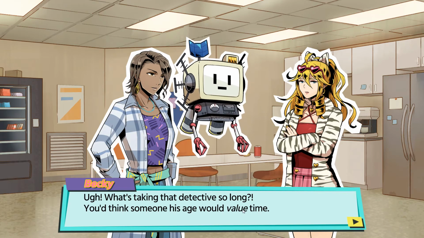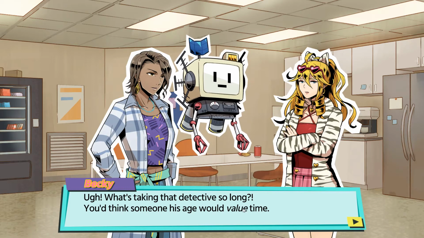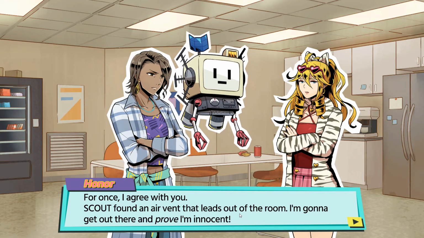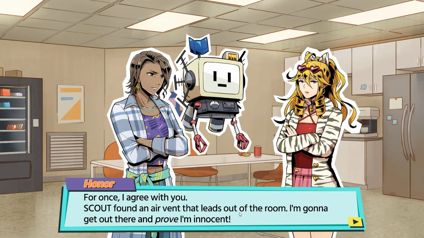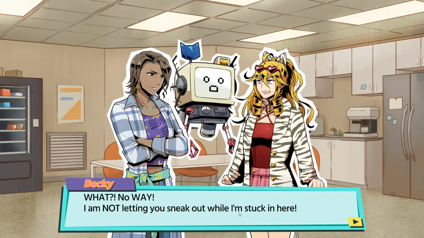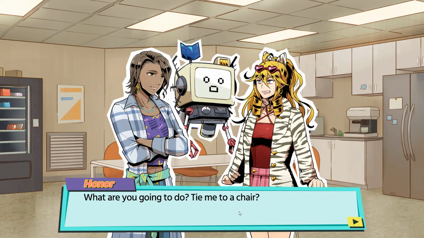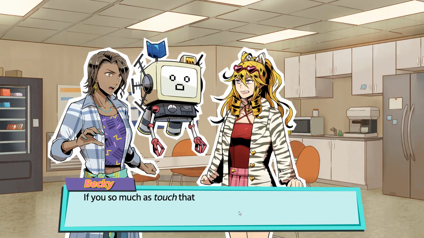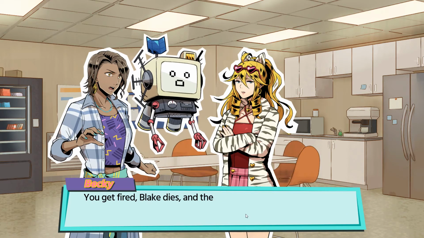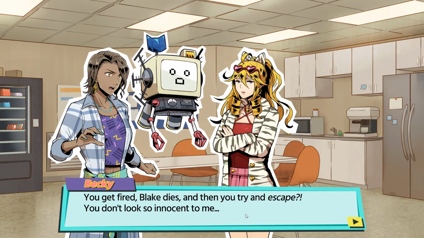What's taking that detective so long? You'd think someone his age would value time. For once, I agree with you. Scout found an air vent that leads out of the room. I'm gonna get out there and prove I'm innocent. What? No way, I'm not letting you sneak out while I'm stuck in here. What are you going to do? Tie me to a chair? If you so much as touch that air vent, I'm telling Detective Cross. You get fired, Blake dies, and then you try and escape? You don't look so innocent to me.